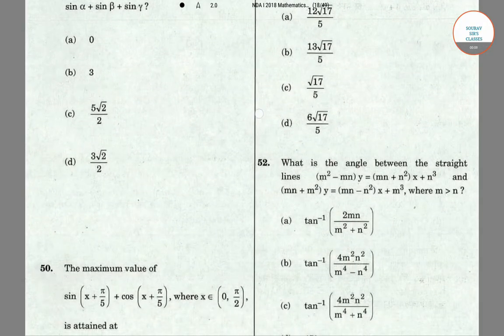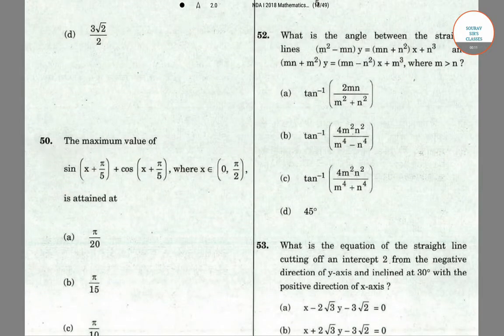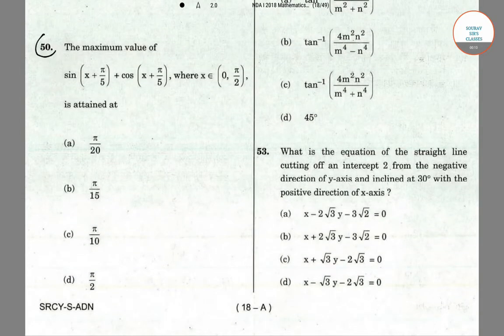In today's video we will be starting from question number 50. In question number 50, it is given: the maximum value of sin(x + pi/5) + cos(x + pi/5), where x belongs to 0 to pi/2, is attained at. Four options are given: pi/20, pi/15, pi/2. Out of which we need to find the right answer.